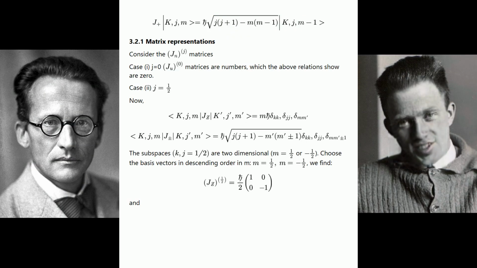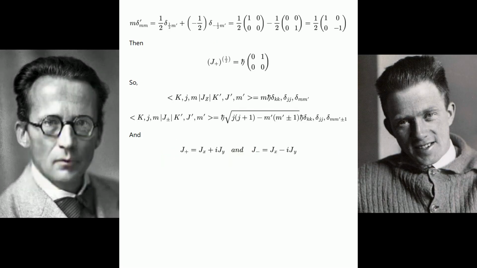3.2.1 Matrix representations. Consider the J_n^(j) matrices. Case 1: j = 0. J_u^(0) matrices are numbers, which the above relations show are 0. Case 2: j = 1/2. Now, (see the two equations shown). The subspaces ε(k, j=1/2) are two-dimensional, m = 1/2 or −1/2. Choose the basis vectors in descending order in m: m = 1/2, m = −1/2. We find (see the equation shown). And (see the equation shown).